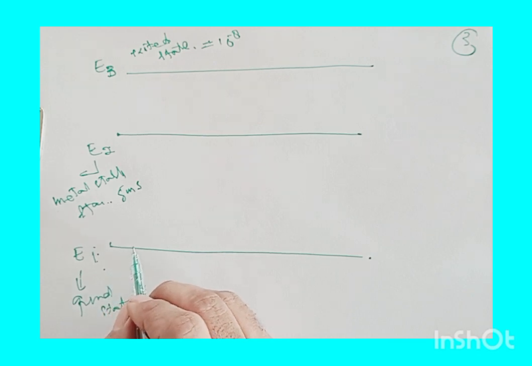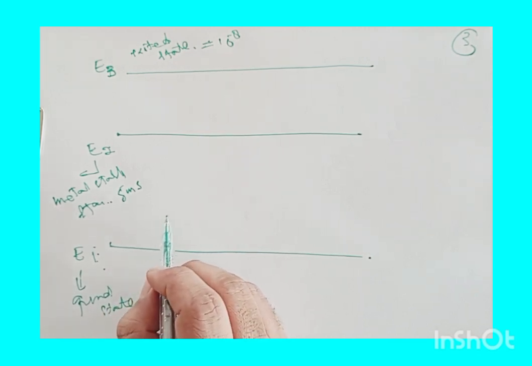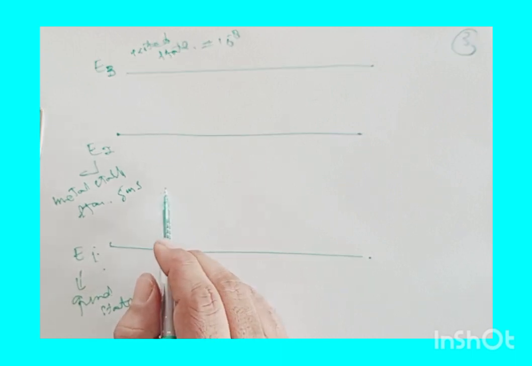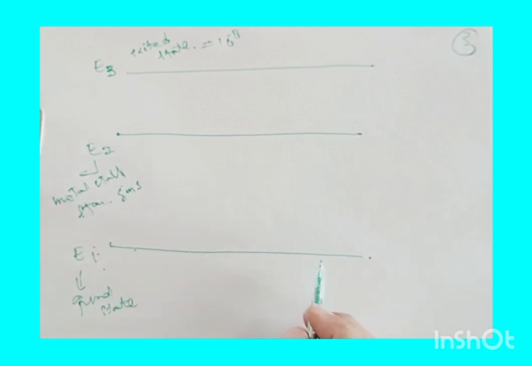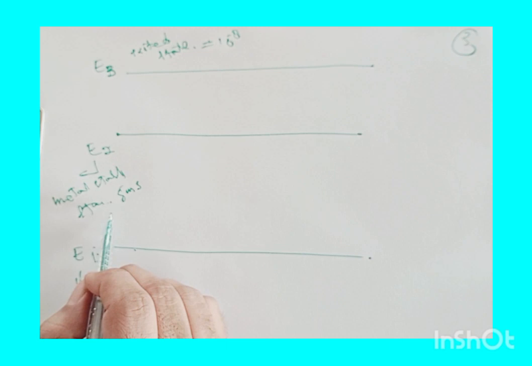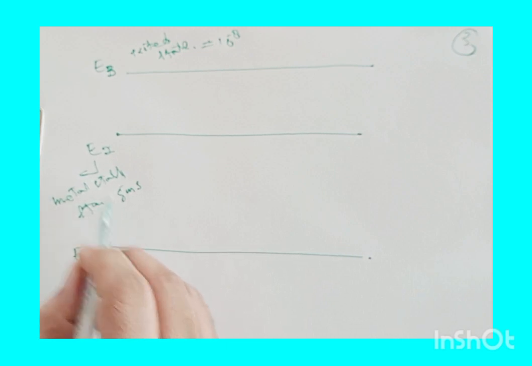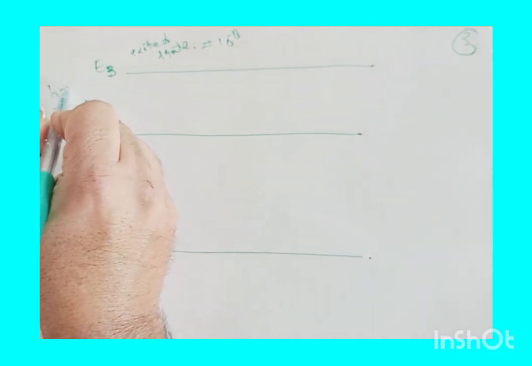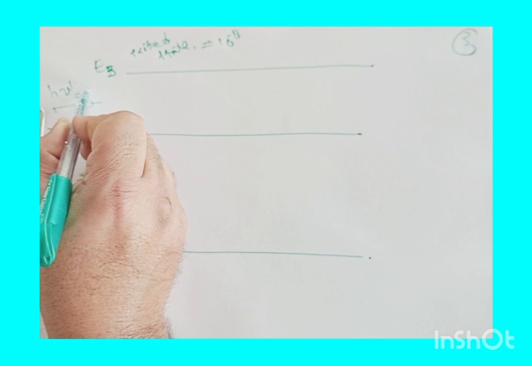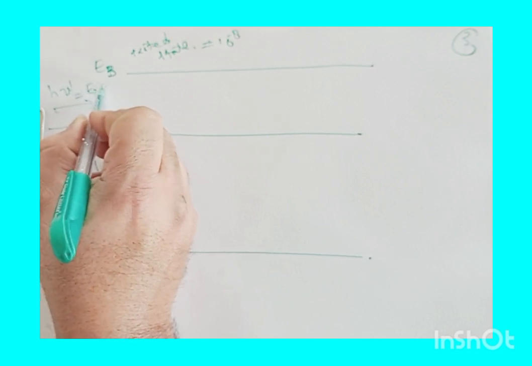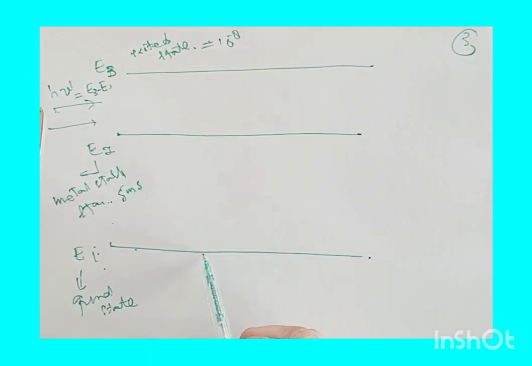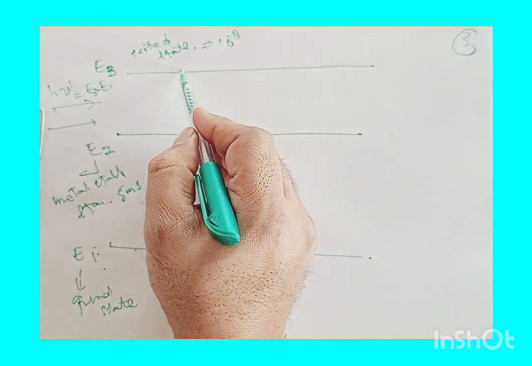Now, let's try to understand the working of the system here. Let us assume that all the atoms of the material are in the ground state. Now, suppose some incident photons, each of energy h nu dash, such that the energy supplied is E3 minus E1, fall on the material. What will happen? The atoms in the ground state will absorb this energy and go to the excited state E3.